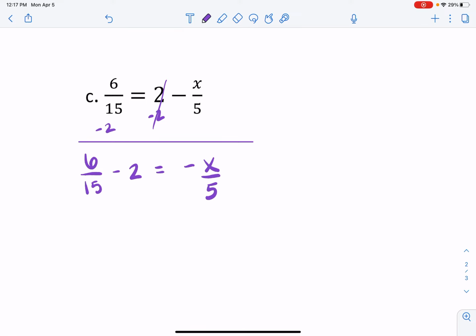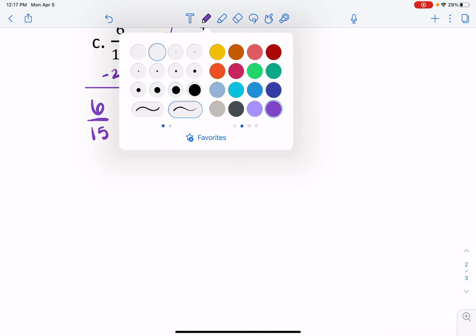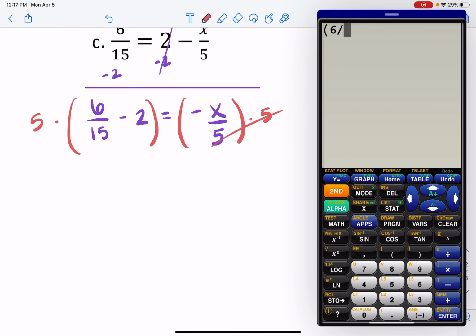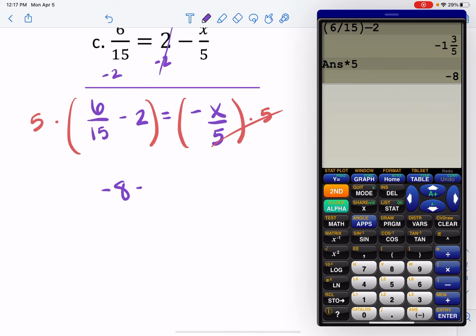So let's use our calculator a little bit. One thing to notice is to get x by itself, we are going to have to multiply by 5 on both sides. Okay. So I can go ahead in my calculator and take 6 divided by 15 minus 2 and then times 5. So that gives me negative 8. Now we do have a negative x there, so I'm going to divide by negative 1 to get rid of it. So 8 is equal to x.